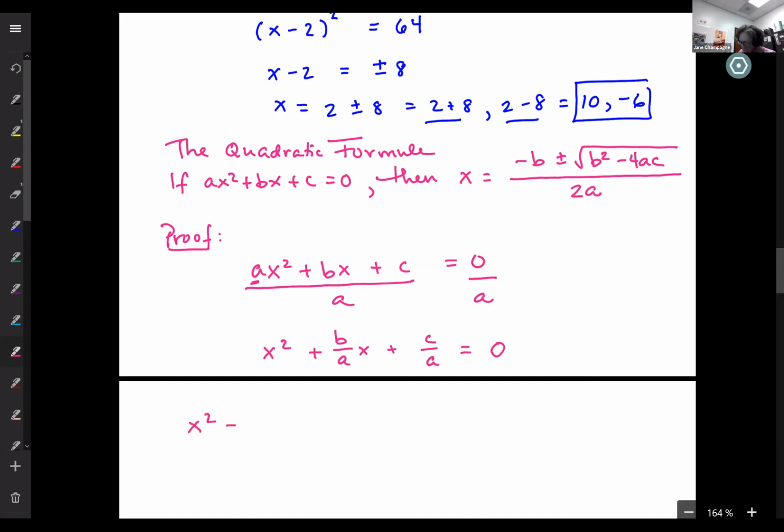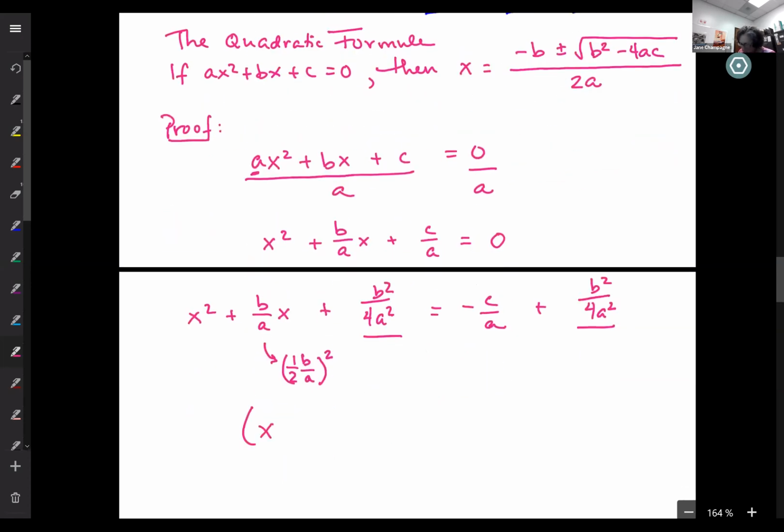So then you set up your template for completing the square. You move the c over a, that's the constant, you move that over, and you go plus blank, plus blank. What goes in the blank is half of b over a, squared. So that's b squared over 4a squared. So then this factors as x plus b over 2a, because it's always that number, squared.